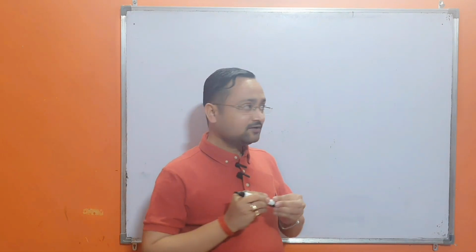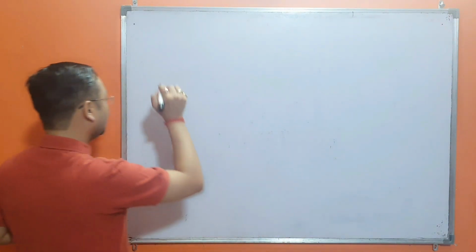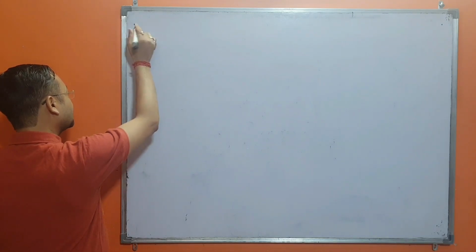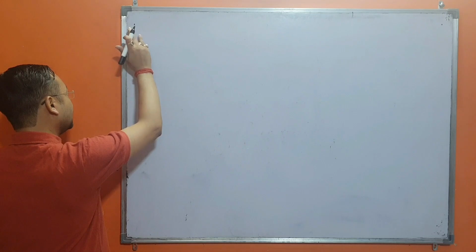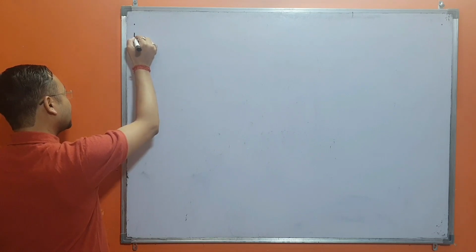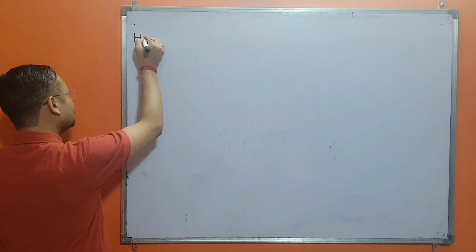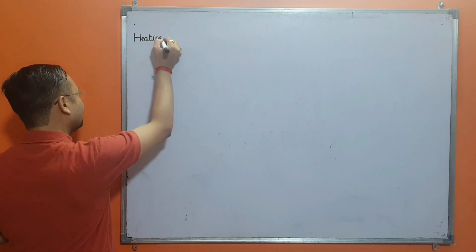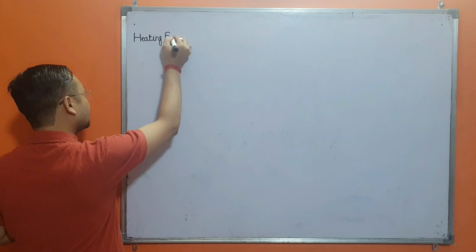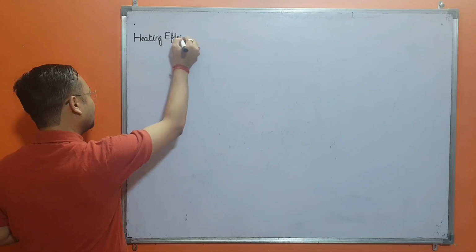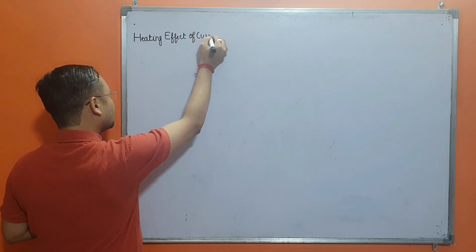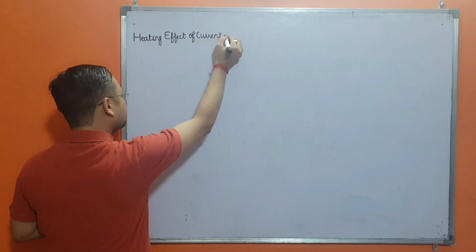So now first we come to the heating effect of current, and then I will explain the amount of heat produced when the current is flowing through a resistor. Heating effect of current.